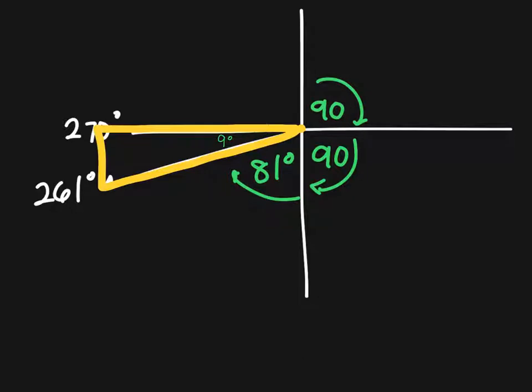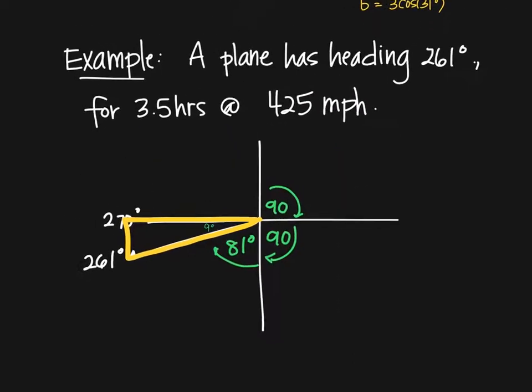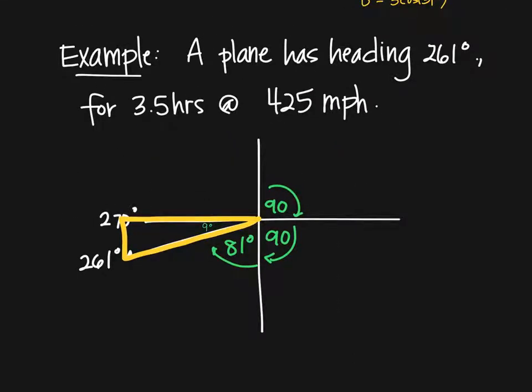And I can use the speed of the plane and how long the plane has been in the air to figure out the hypotenuse of the path of the plane. So the plane is flying along the path of the hypotenuse, and it's been going at 425 miles an hour for 3.5 hours. So how far has it gotten? 425 miles per hour for 3.5 hours. How far?